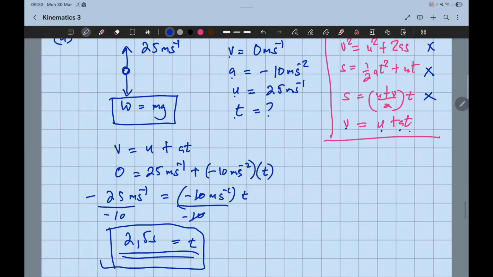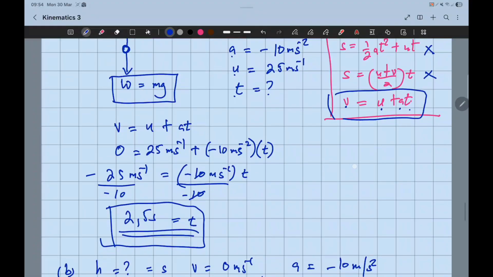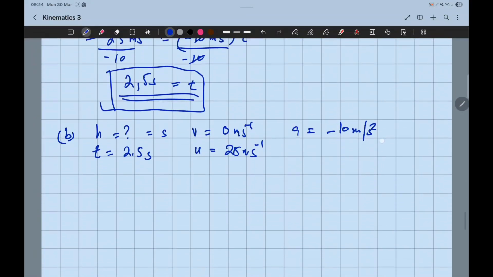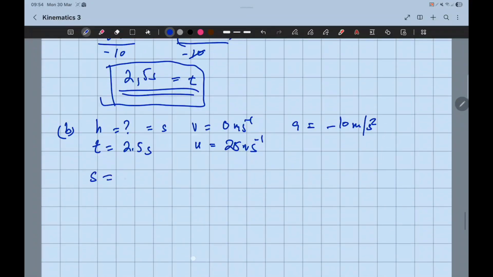So you would notice that we have S, U, V over 2 times T. So we use it. If you say S equal to U plus V, where U is 25 plus V 0, over 2 multiplied by T, which is 2.5.